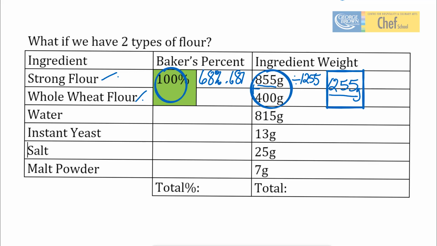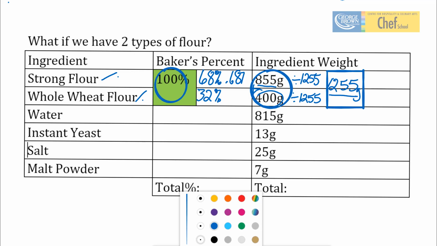Now we're going to divide our whole wheat flour, the 400 grams, by the whole total flour weight, 1,255. And that's going to give us a percentage of whole wheat flour of 32%. We've got a figure of 0.318 that we come up to.